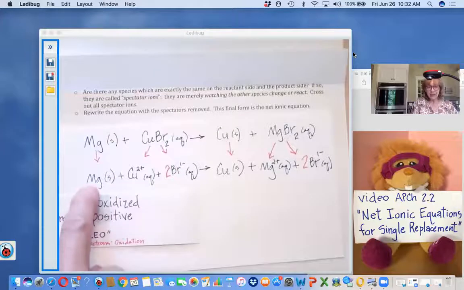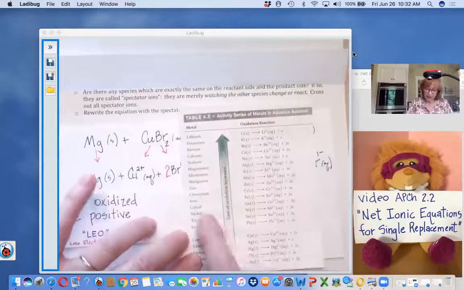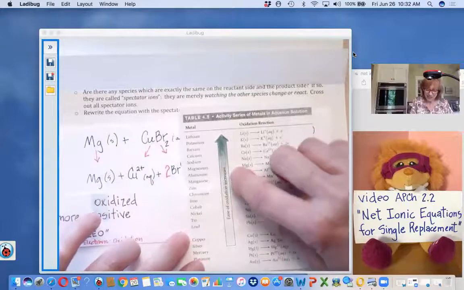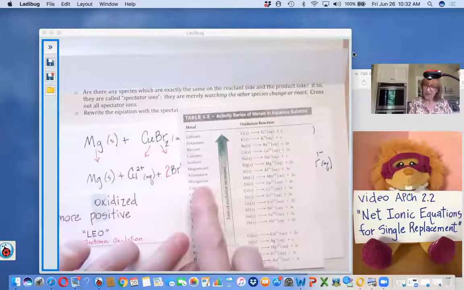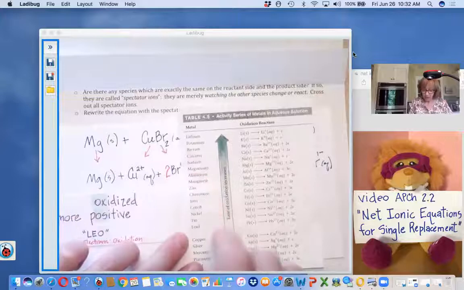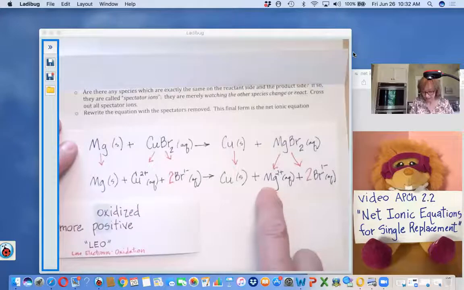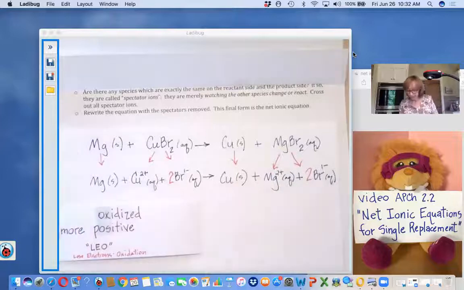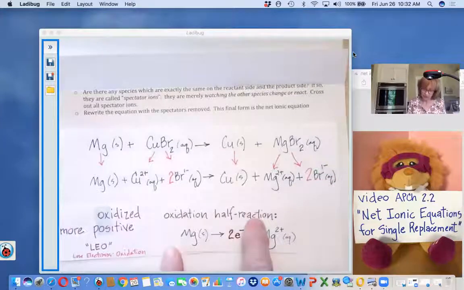So the magnesium atoms, which are high on the activity series. Now, do you see how this arrow is labeled ease of oxidation? Magnesium is very easily oxidized. It loves to give away its electrons, and in so doing, it becomes a cation. So there has been a change in this species. Now, when magnesium gave away its electrons, that's called an oxidation half reaction.